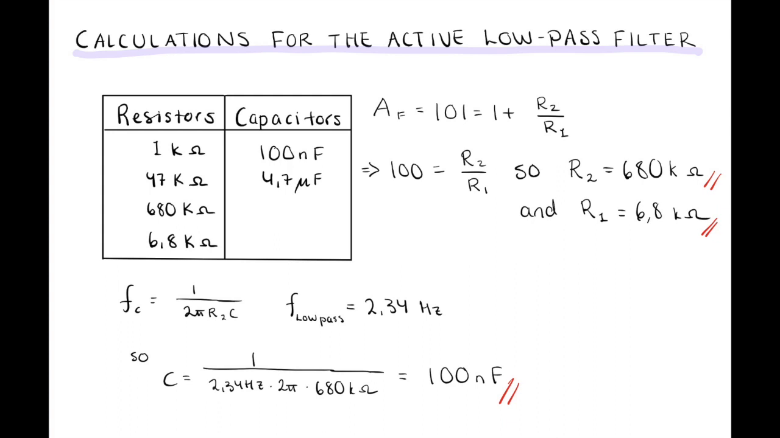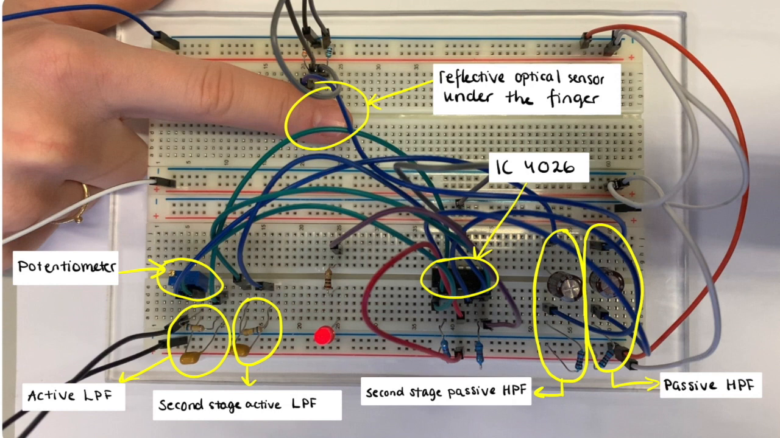For the low-pass filter, we could calculate R1 and R2 from the given signal gain, which was 101. We calculated that R2 was the 680 k ohm resistor and R1 was the 6.8 k ohm resistor. And from that we could calculate the capacitor, which is the 100 nanofarad one. Then we built a double filter circuit to amplify the low signal. After some testing, we figured out that having the potentiometer at 500 ohms worked the best.